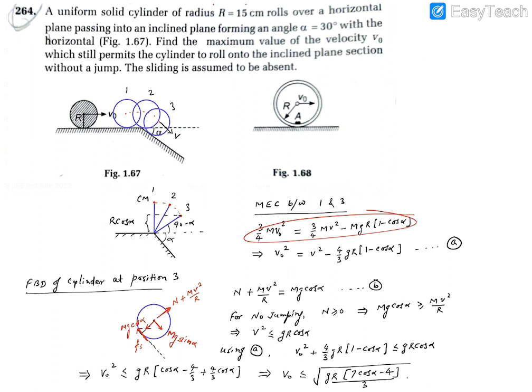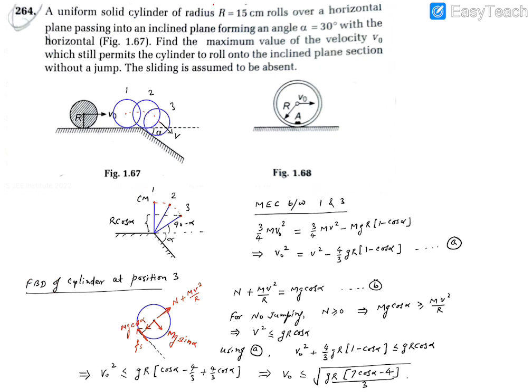Now this is a very important relation we are getting. Then we can simplify this in this format, and we can call this equation number A. So we got equation number A, and we have two unknowns. One is V, and another unknown is V naught. We need to find the maximum value of this V naught.